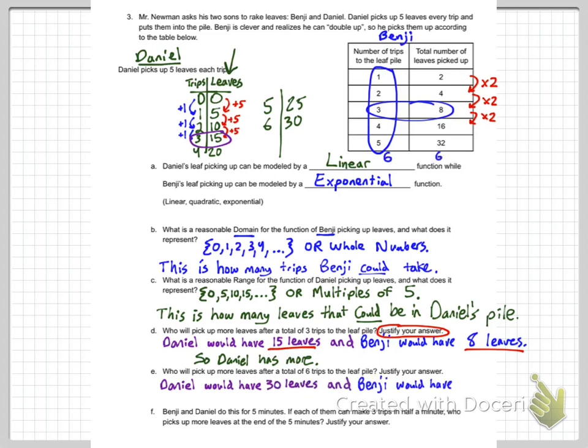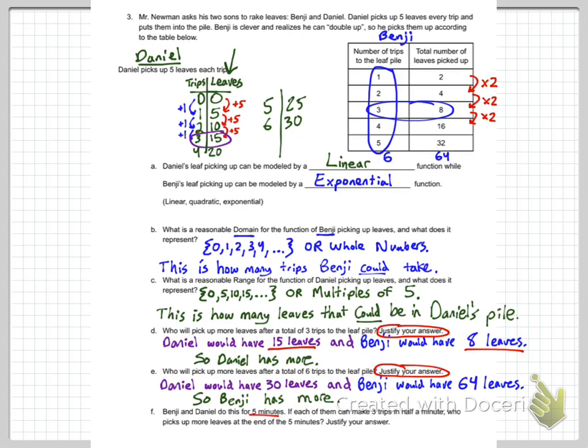And Benji, on the other hand, we just need to fill out the rest of the table. Notice it's times 2 every time. So 32 times 2 gives you 64. Benji would have 64 leaves. So Benji has more this time. Once again, justify your answer is the reason that we have to write out the numbers.